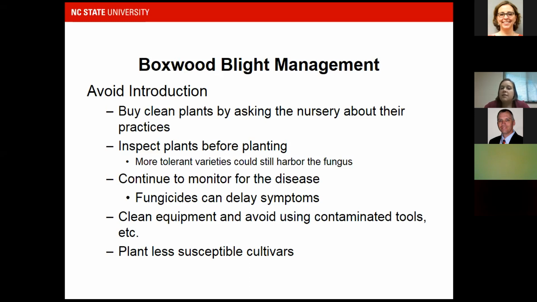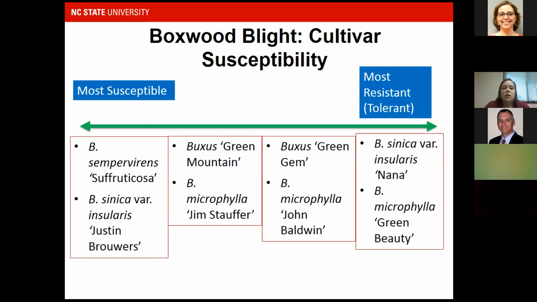So it's very important, because if you're using a sanitizer on something dirty, it's not going to be as effective. And then also plant less susceptible cultivars, especially if people are doing new plantings. So here's kind of a list. There's a longer list online, but here's a list where you'll see the more susceptible cultivars, the Justin Browers, and then there's the Green Beauty and the Nana that are more resistant or tolerant to boxwood blight.